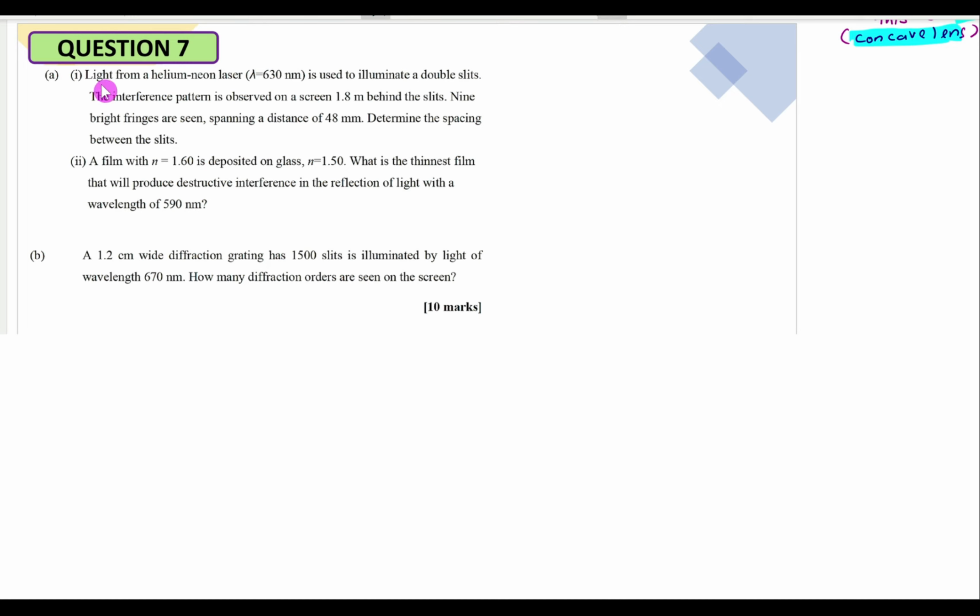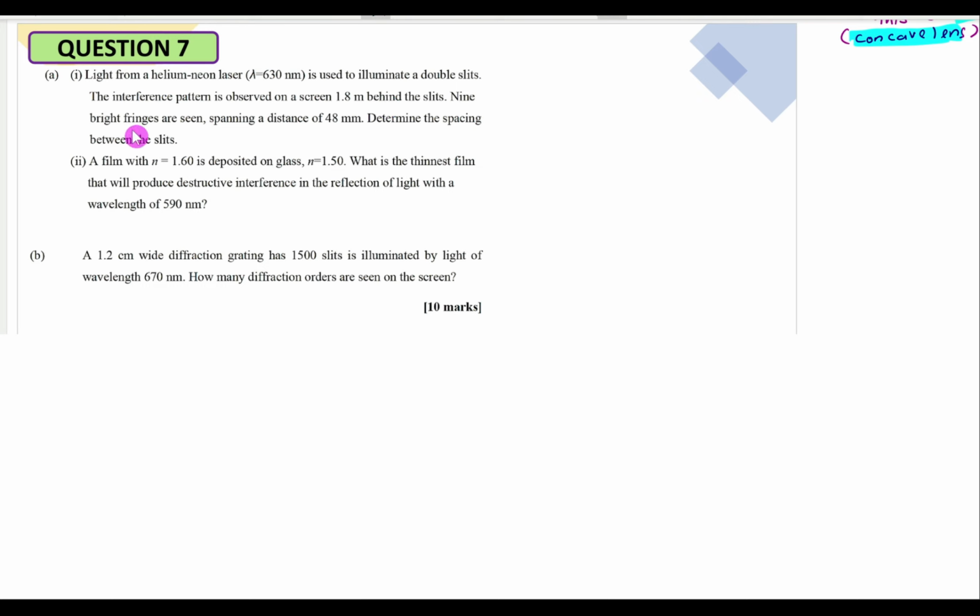Alright, question number 7 from chapter 8, Physical Optics. Okay, so A1: light from a helium neon laser, so the wavelength is given, is used to illuminate a double slit. So this is a double slit question. The interference pattern is observed on a screen 1.8 meter behind the slits, so this is the value for capital D, the distance between the screen and the slits.